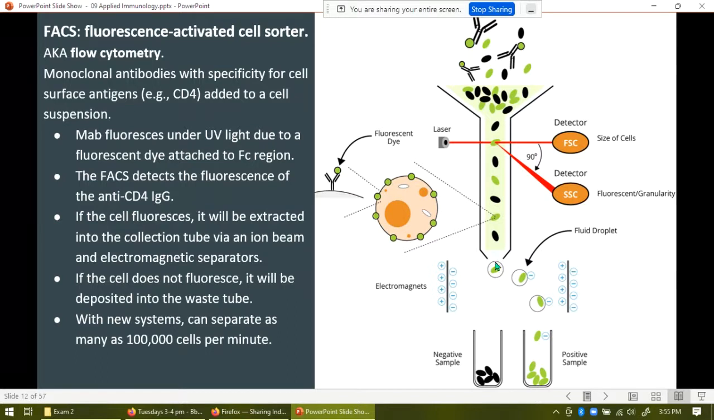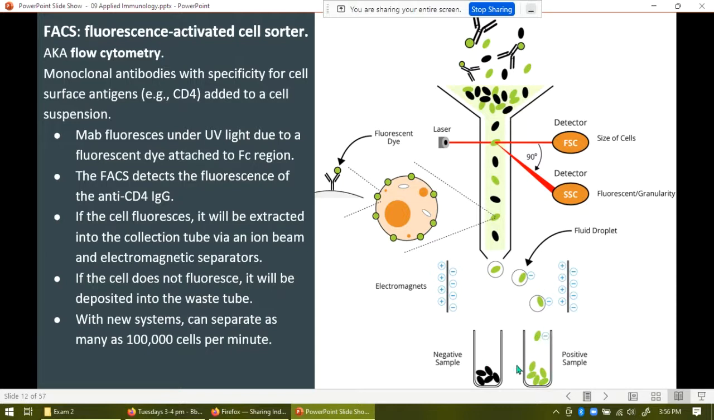So these cells come out one at a time from the dropper, and the computer has a laser that it shines on the cell, and that's either going to lead to fluorescence or it's not going to lead to fluorescence. If the cell fluoresces, that means it has CD4 on its surface, so it's put into a collection vial with other cells expressing CD4. On the other hand, if the cell doesn't fluoresce, it doesn't have CD4 on its surface, so it's going to be put into the waste.